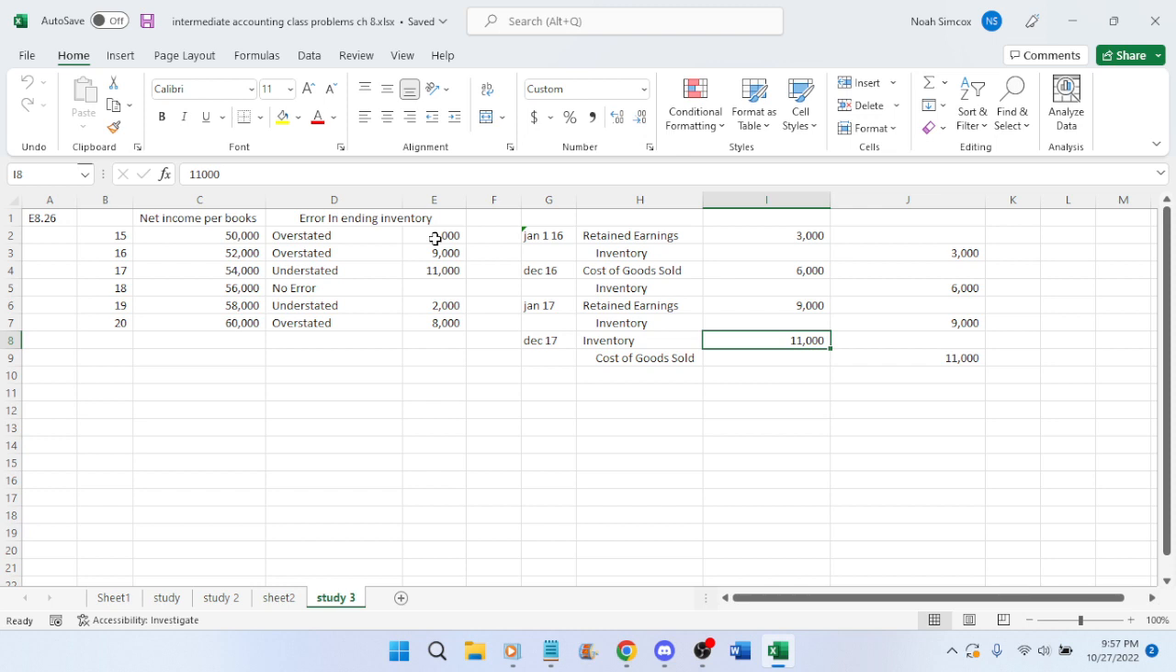Okay, so net income, retained earnings, which is like net income, and then inventory. So inventory is currently overstated. We want to decrease it, so we will decrease it by 3,000. At the end of the year, the ending inventory is now overstated by 9,000.